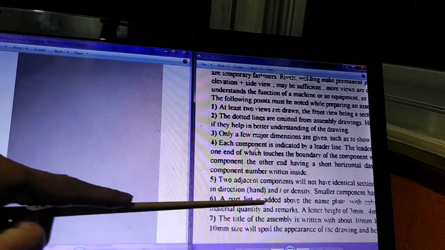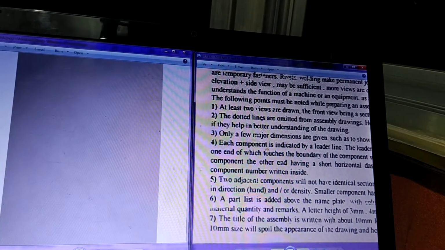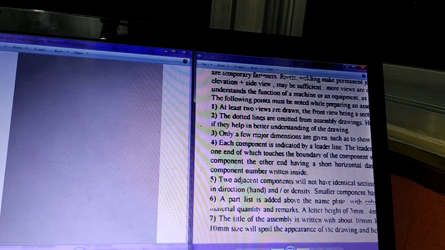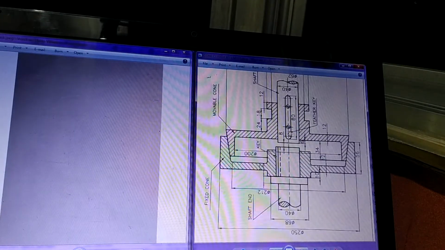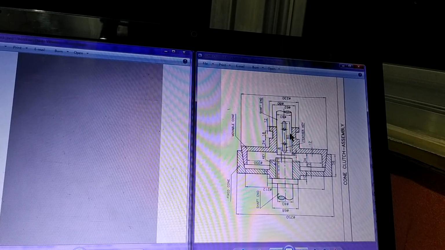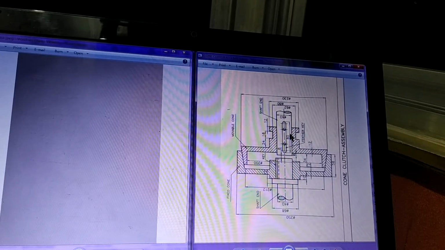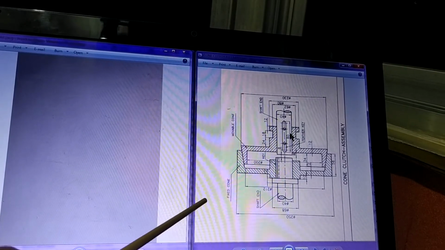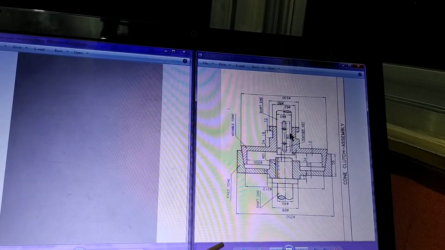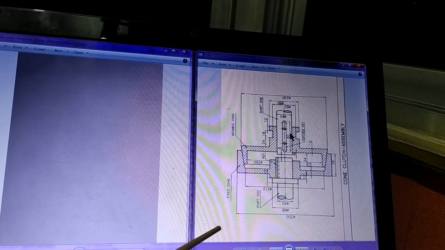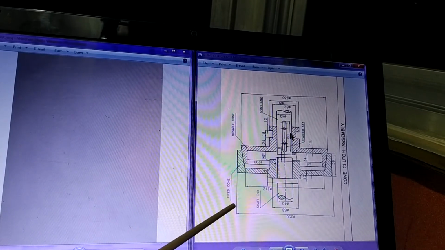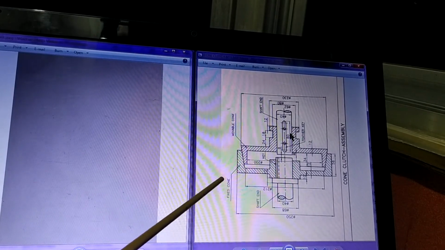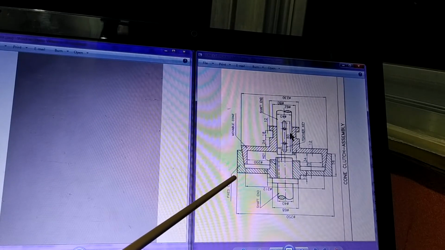Then there is a part list you have to prepare. Now what is a part list? After you prepare the assembly drawing, you have to write what is called a bill of material, which is not shown here. I will show that to you separately. You have to write a bill of material, which is like a table, and that table will show the part number, the name of the part, the material and the quantity.